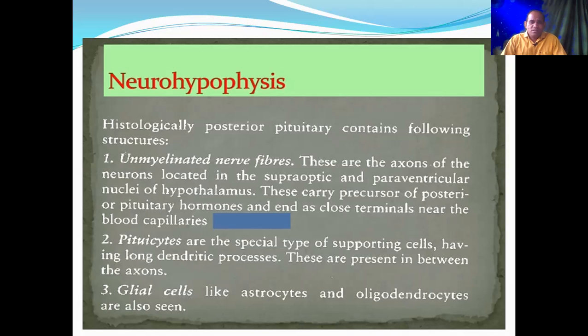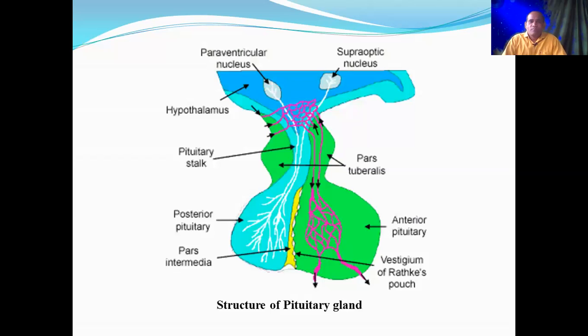The second one is the pituicytes. These pituicytes are special types of supporting cells having long dendritic processes. These are present in between the axons. The third one is the glial cells, like astrocytes, astrocyte-like structures. Glial cells and oligodendrocytes are also seen there. This is the structure of the pituitary gland.